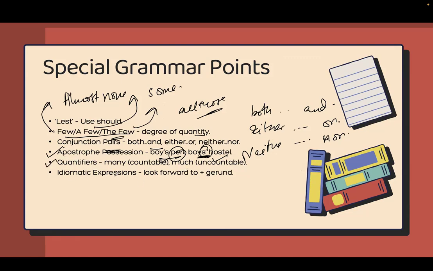Quantifiers. Many for countable, much for uncountable. Example, many apples, we can count them, right? Much water, we cannot count the water. Simple, easy rule. Idiomatic expression. If I talk about idiomatic expression, idioms follow fixed grammar only. We cannot change the grammar in idioms.